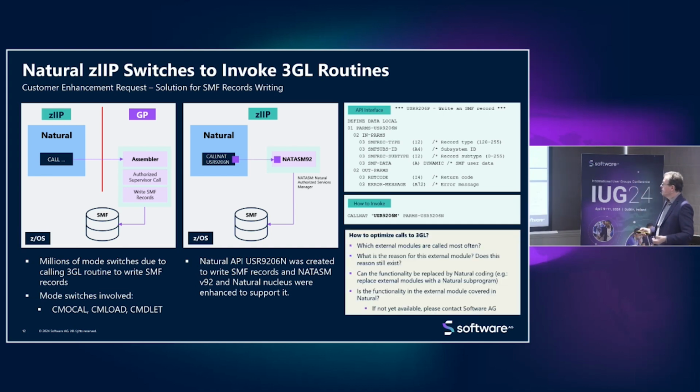So all in all, is calling 3GL a problem for zIIP? No, it's not a problem. We just need to switch because it's a 3GL from the customer, not Natural code, and cannot run on zIIP. This is going to happen, but how can we optimize this? Basically, you need to learn in your environment which external modules are called most often. What is the reason for this external module? What does it bring? Is it really necessary nowadays? Can the functionality be replaced by Natural? If it's Natural, it's zIIP enabled, and that's the best you can have. If that's possible, that's good.